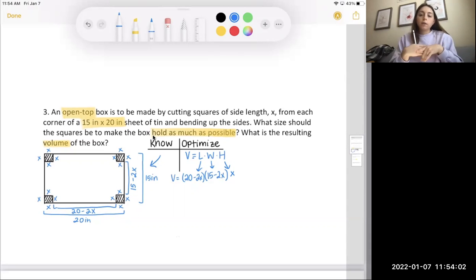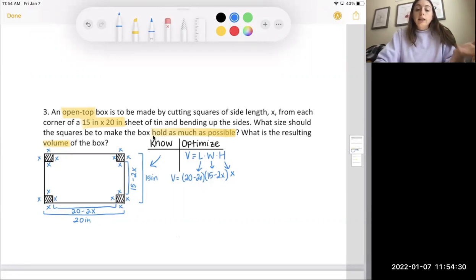So just to back up for a second, in general, with optimization problems, you need to find what you know, which is oftentimes a volume or an area or a perimeter, where they'll give you a number for that. That's going to be your "known" equation. You set that number equal to whatever formula you would use for that specific measurement. And then what you're optimizing is always what it's telling you to maximize or minimize.